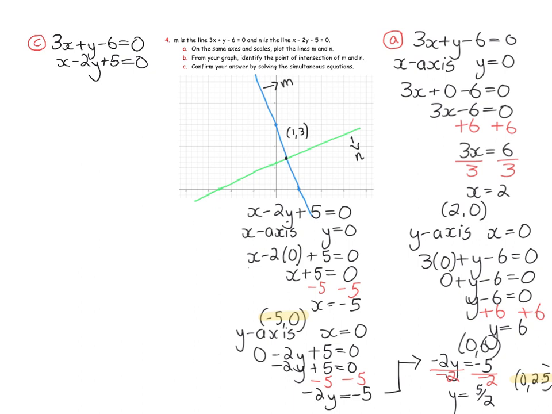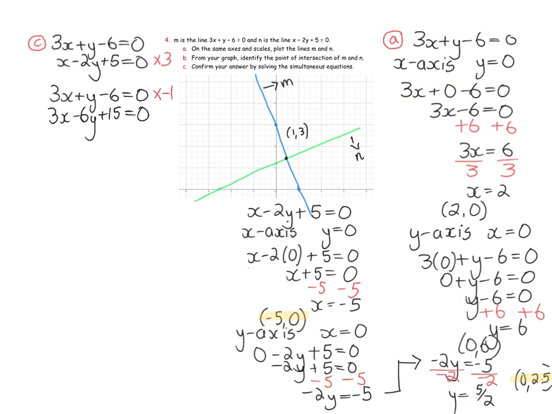So the top one is already 3, so I'm going to multiply the bottom line here by 3 to make it 3. What we'll be left with here then is 3x plus y minus 6 is equal to 0, and 3x minus 6y plus 15 is equal to 0. Now, both the lines have 3, however their signs are the same, and we need the signs to be different. So I'm going to multiply the top line by minus 1.